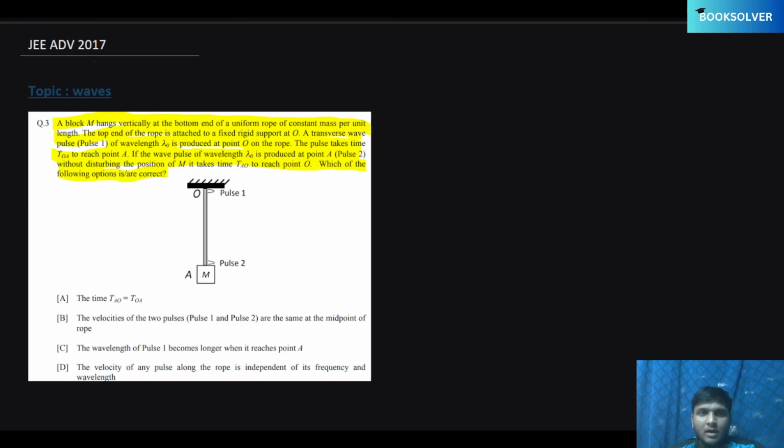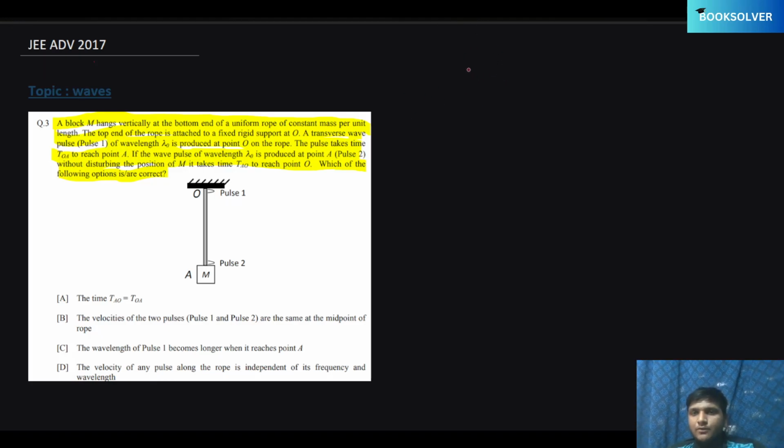So here, what are the things that we have to discuss? What is the time taken going from A to O or O to A? The velocities of the two pulses at the midpoint; the wavelength of pulse one, whether it becomes longer or shorter; and whether the velocity of any pulse along the rope is independent of frequency. So we have to tell this much here. So we erase all this and let's write all the formulas that we know.